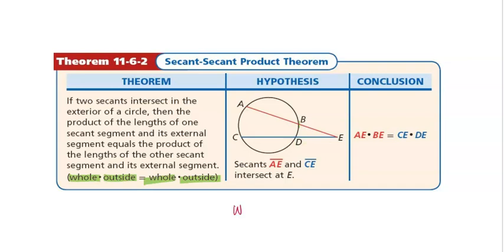So I'm going to jot that down over here. I'll just write beak equals whole times beak. Okay, so in the picture, it's going to be AE times BE equals CE times DE. So let's see how this works in a problem.